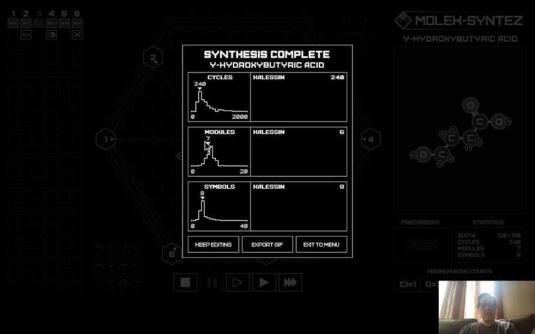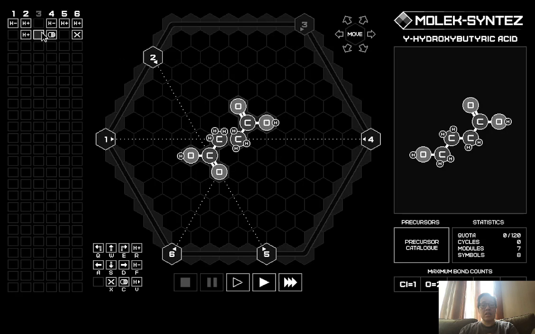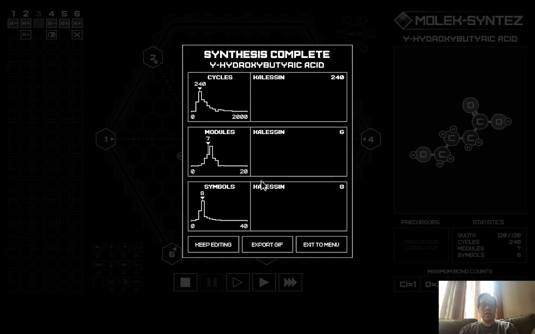I use seven modules here, it looks like. I've done six before. I used eight symbols. Oh, maybe the symbols are the number of operations that I use, because that's eight: 1, 2, 3, 4, 5, 6, 7, 8. And I only used five nodes and two. I think that's the symbols, how many operations I did, essentially. But now I'm confused what modules means. Anyway, let's keep going.